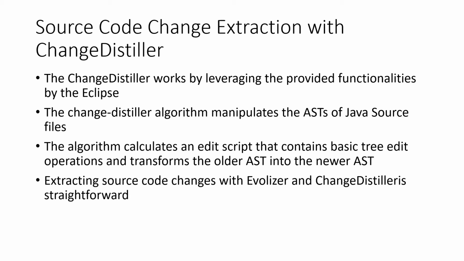The Java code is stored in the form of trees while using this ChangeDistiller tool, and the algorithm calculates an edit script that contains basic tree edit operations which transform older abstract syntax trees into the current abstract syntax trees, like an older AST to the newer AST. And extracting the source code changes with Evolizer and ChangeDistiller, this process is very straightforward and very simple.